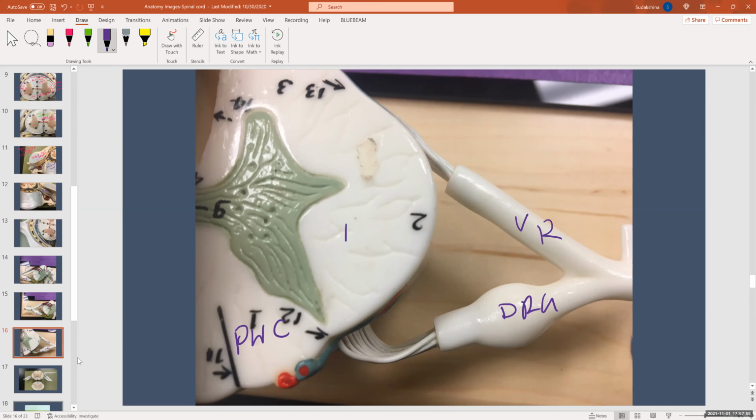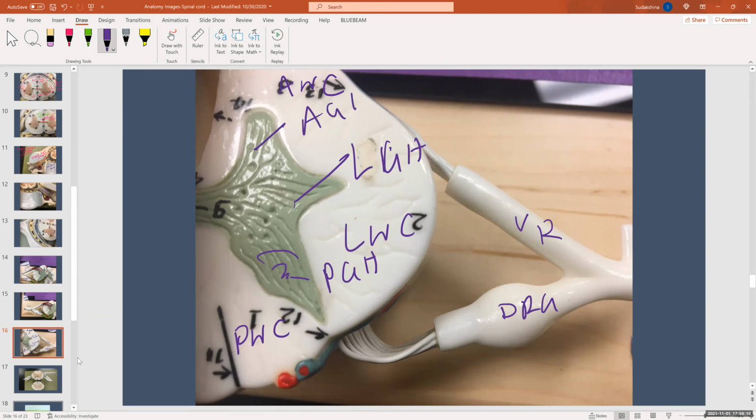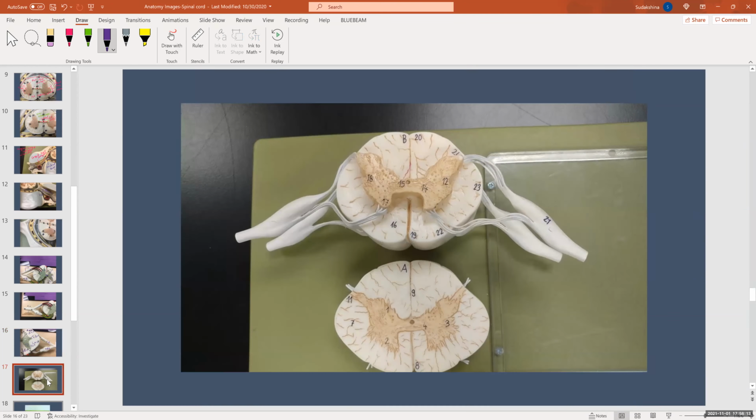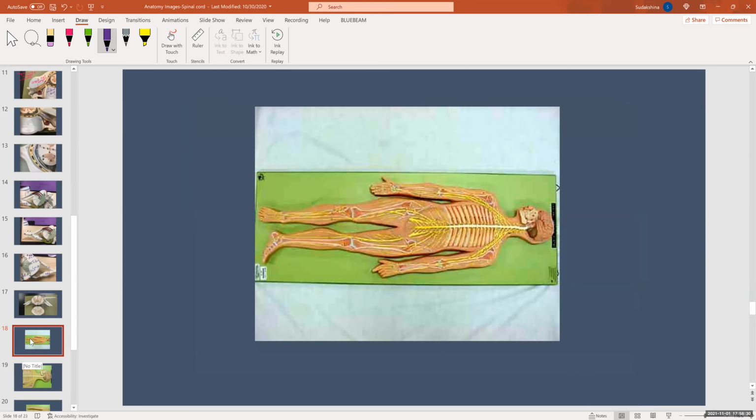posterior white column, lateral white column, anterior white column, posterior gray horn, lateral gray horn, anterior gray horn. You can see the posterior median sulcus, anterior median fissure. You can basically transfer everything that we learned.